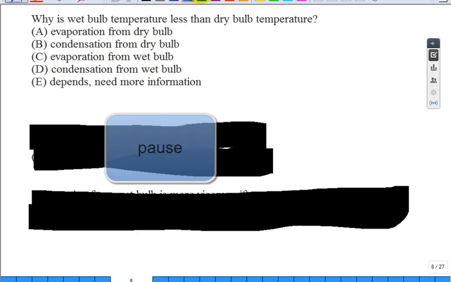All right. Clicker question. Why is the wet bulb temperature less than the dry bulb temperature?